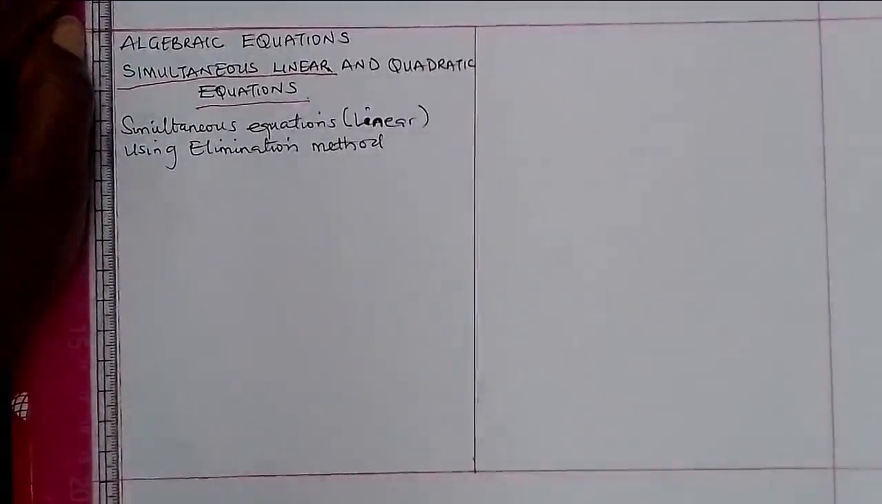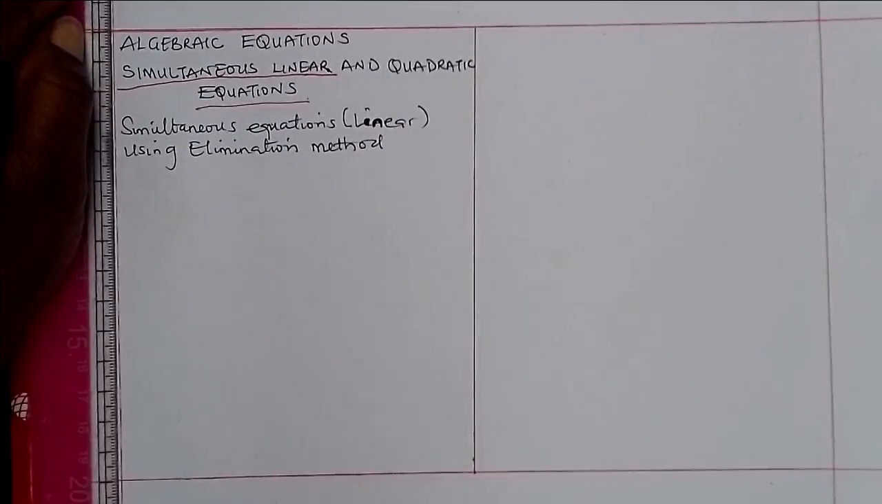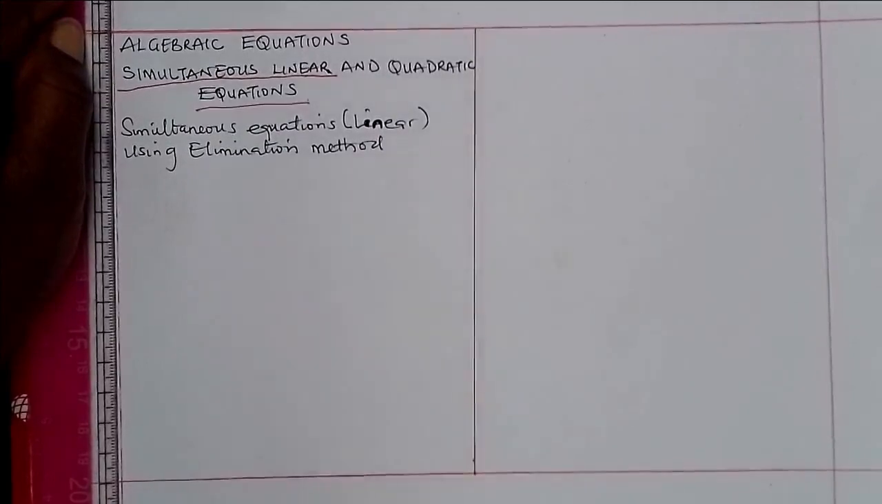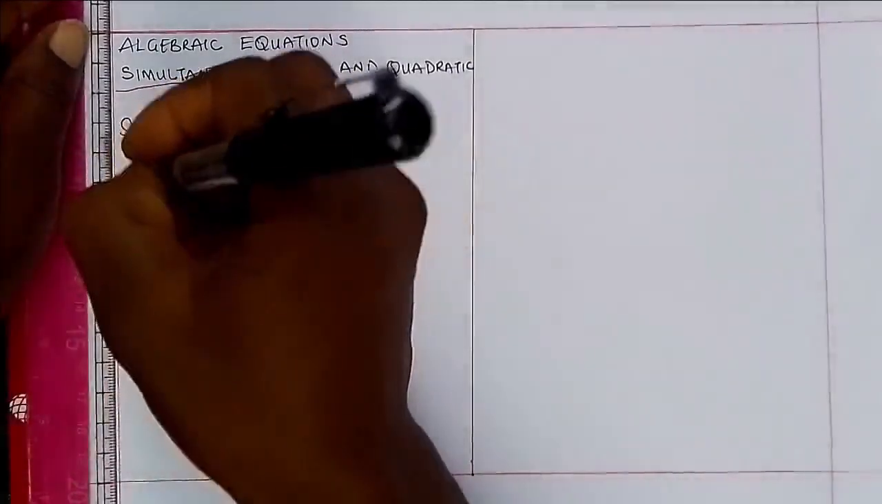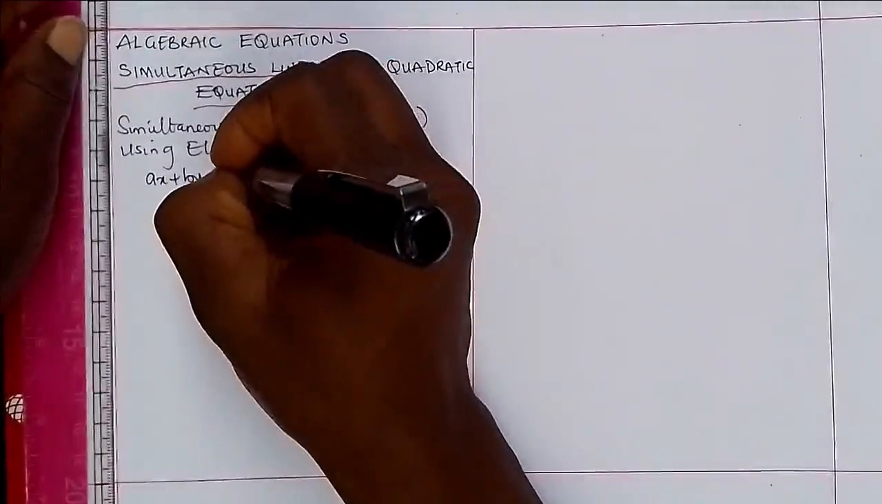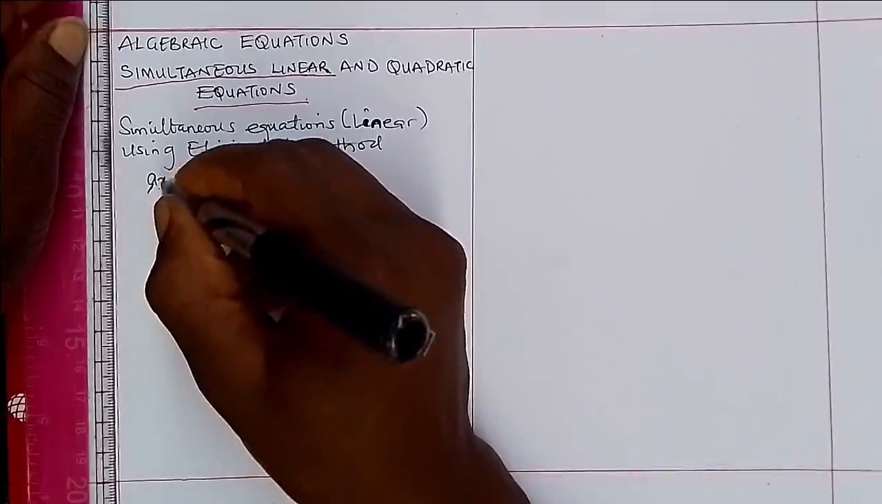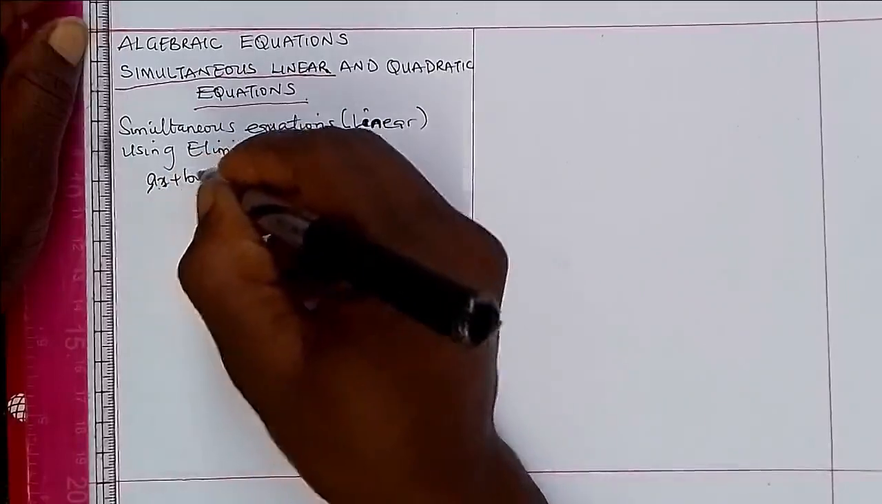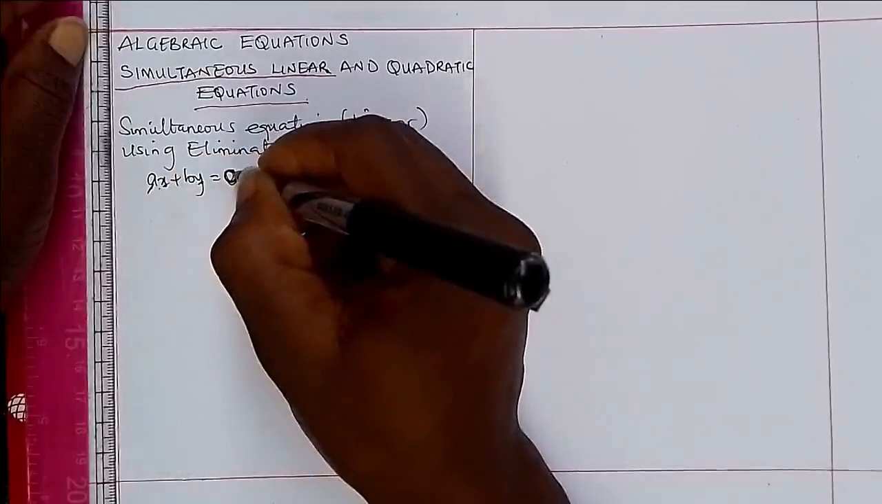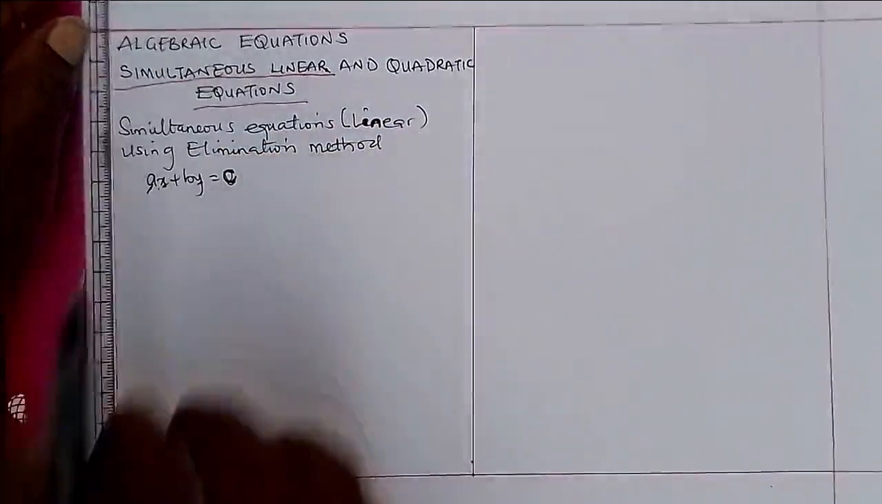Now, simultaneous linear equations are algebraic equations in which each equation has two unknowns and they are solved at the same time. The simultaneous linear equation comes in this form: ax plus by is equal to c. The a is the coefficient of x, which is an unknown, y is also an unknown, then c is a constant.